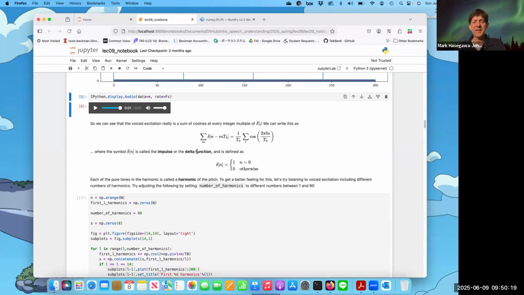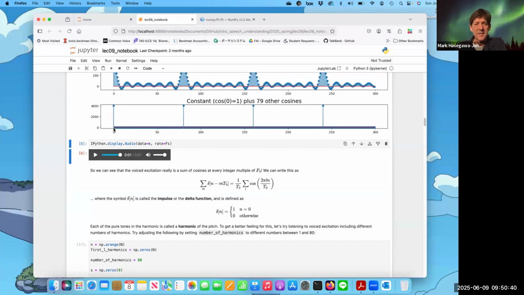So what we've got is the impulse train, which is one impulse every t0 seconds' worth of samples. Delta is a delta function, the function which is 1 when n equals 0 and 0 otherwise. If I take a whole bunch of those, shift them by exactly 80 samples in time, and add them all together, I get something like this.